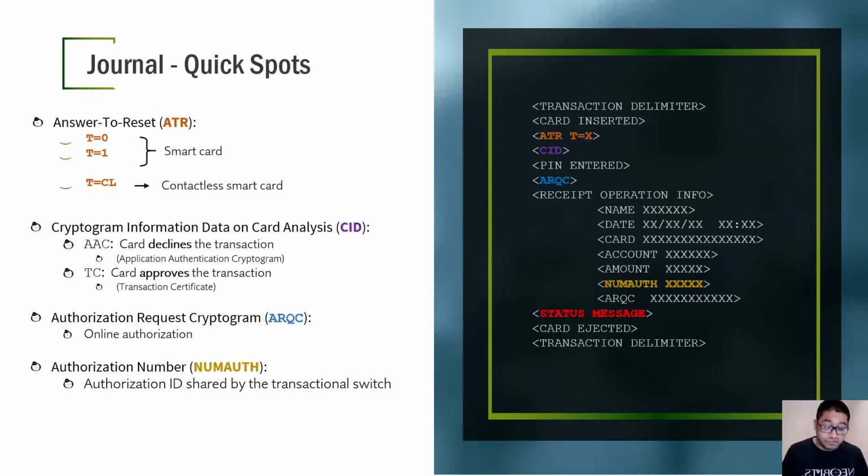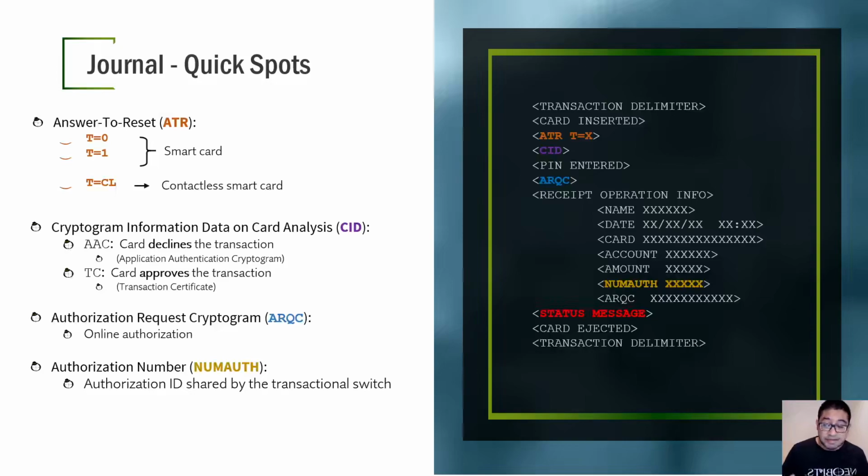Then in the card analysis phase, we will have this cryptogram information data. And if we get an AAC answer, we will know that the card declines the transaction. We are not talking about an online transaction. We are not asking anything to the switch yet. We are just talking about the card analysis.